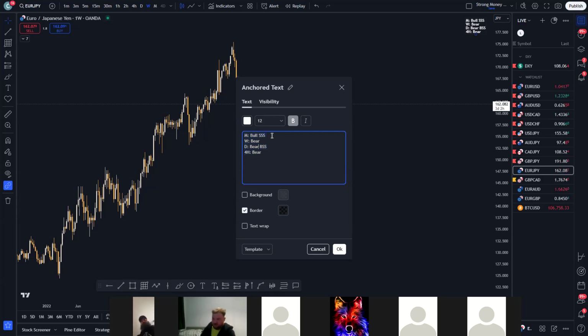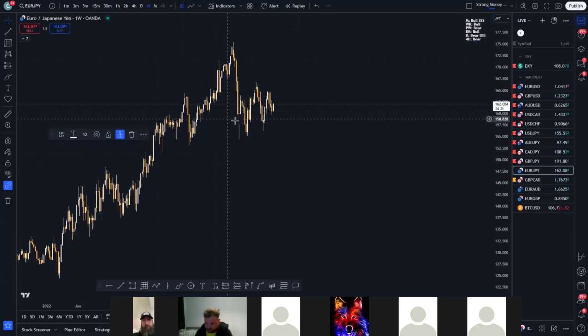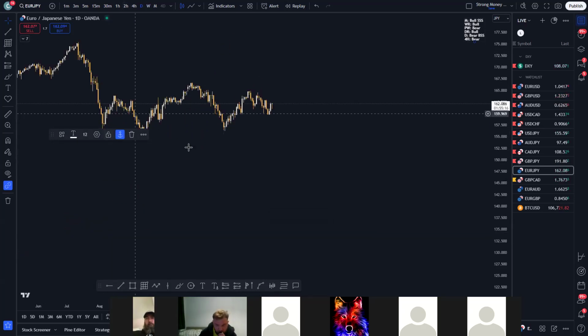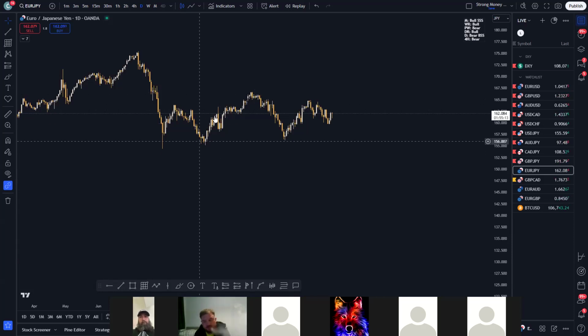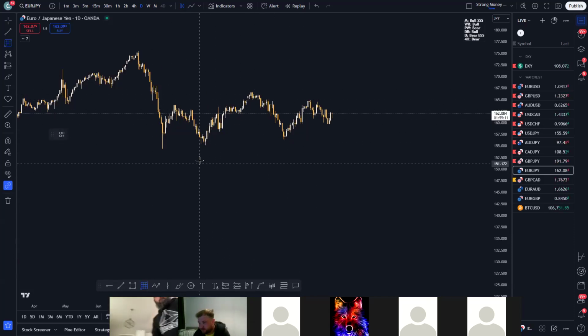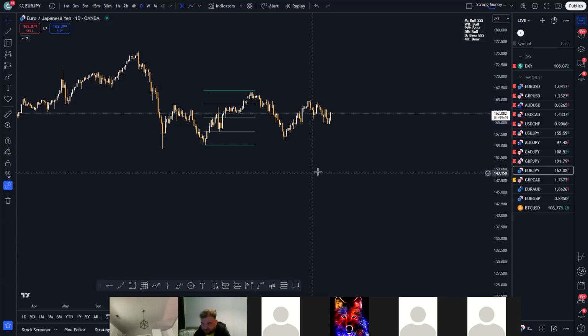So weekly range was bullish. Previous week bearish. Daily range bullish. Just double check. Yeah, bullish, bullish. And then bullish range. Yeah, so we're still in that daily range right now.